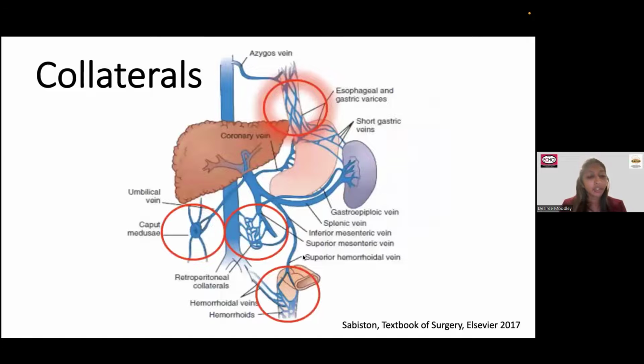And these collaterals can occur at many sites. The ones we see most commonly are esophageal and gastric varices, but you can also get caput medusa, retroperitoneal collaterals, as well as hemorrhoids.